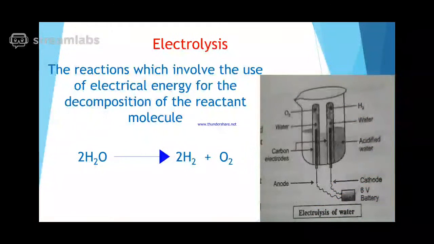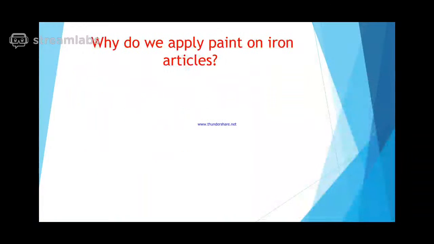Hydrogen. There is a supportive image where you can find that oxygen is released at the anode and hydrogen is released at the cathode. This is about electrolysis. And all these three are decomposition reactions.